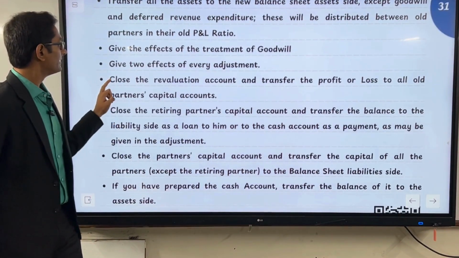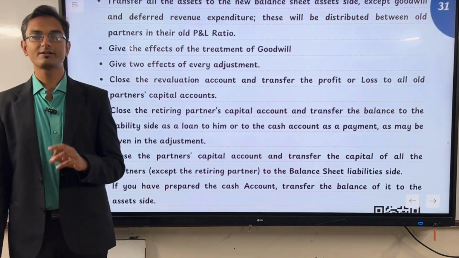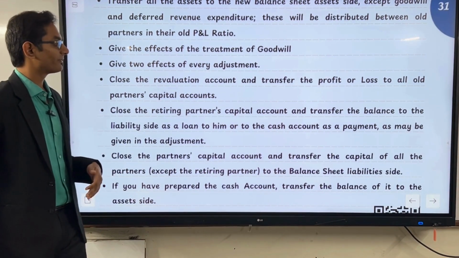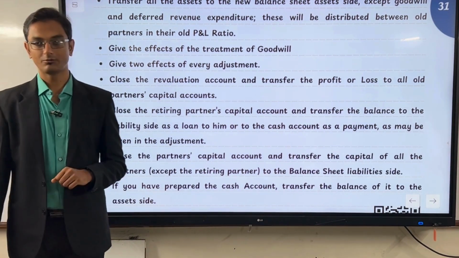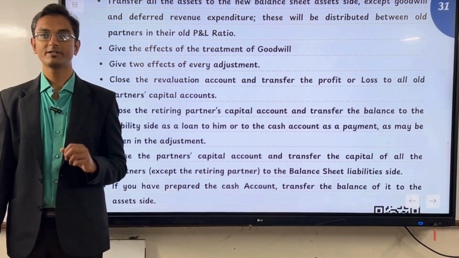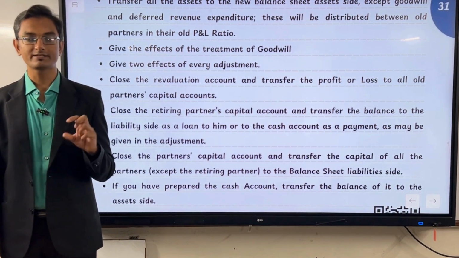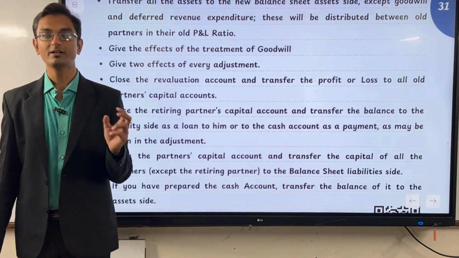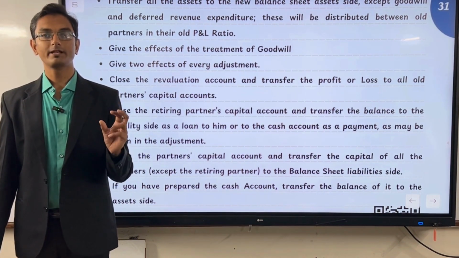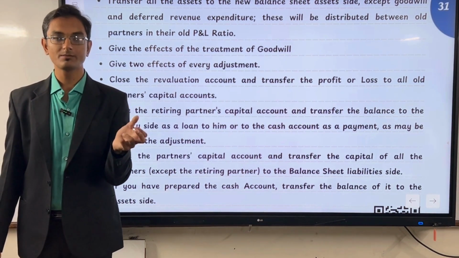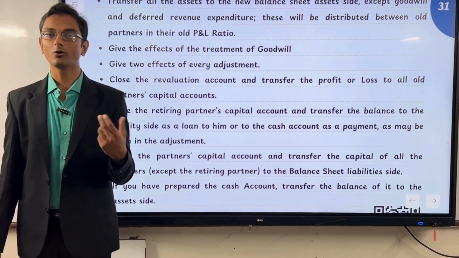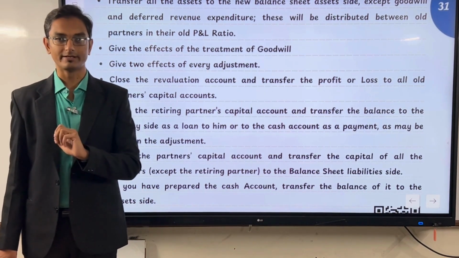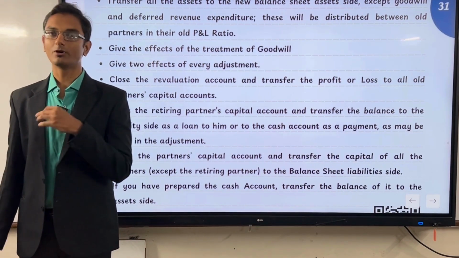Give the effects of treatment of goodwill that we have seen in our earlier video. Give the 2 effects of every adjustment. Every adjustment will have 2 effects; remember this. Close the revaluation account and transfer the profit and loss to the old partners' capital account. That means after giving the effect of the increase and decrease of assets and liabilities in the revaluation account, whatever profit or loss is there, we are supposed to distribute to the old partners in their old profit sharing ratio, and that profit will be transferred to the credit side of partners' capital account. If there is a profit, credit side; if a loss, debit side.